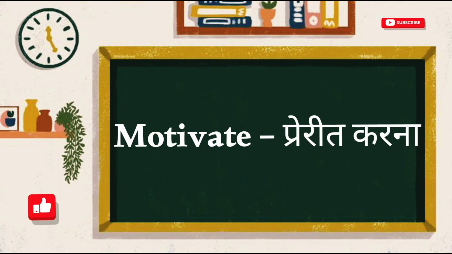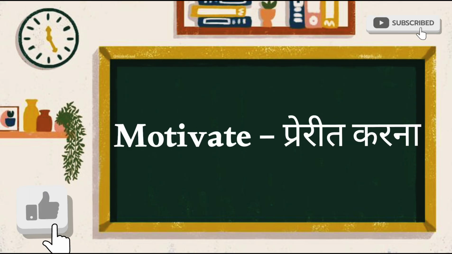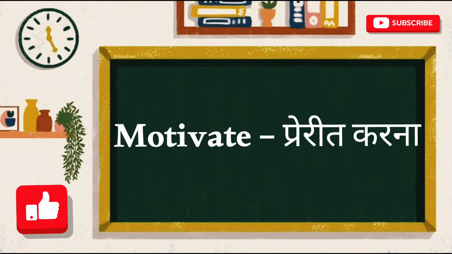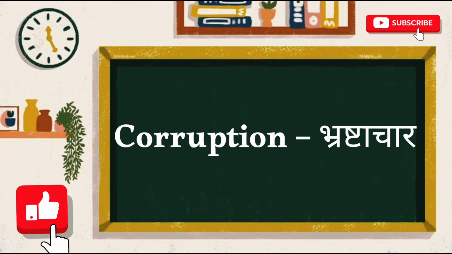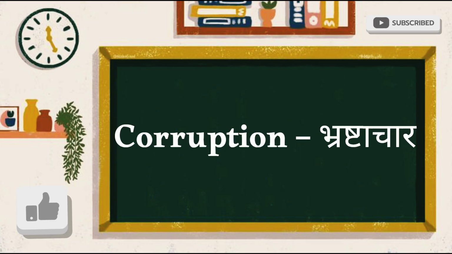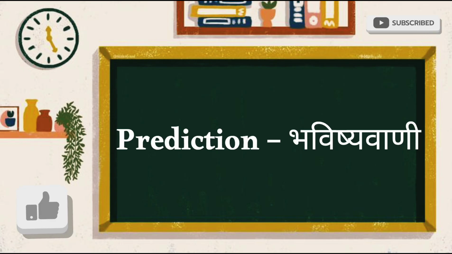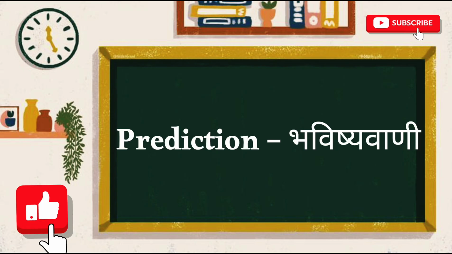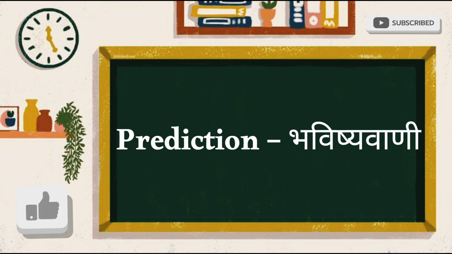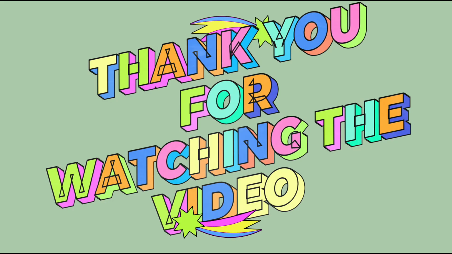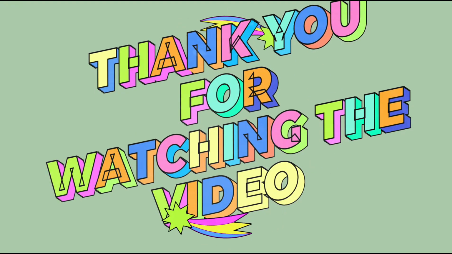The next word is motivate. It means प्रेरित करना. The next word is corruption. It means भ्रष्टाचार. The next and last word is prediction. It means भविष्यवाणी.